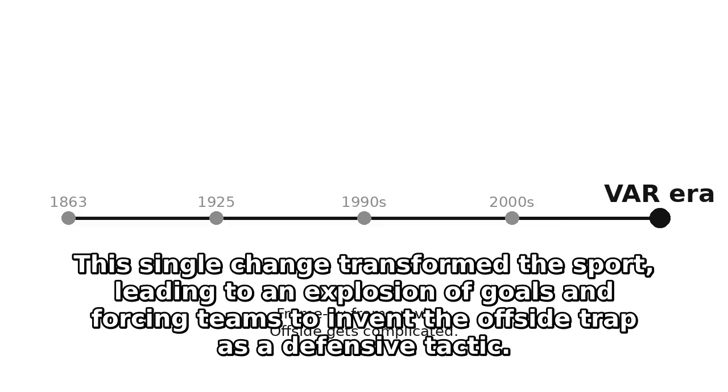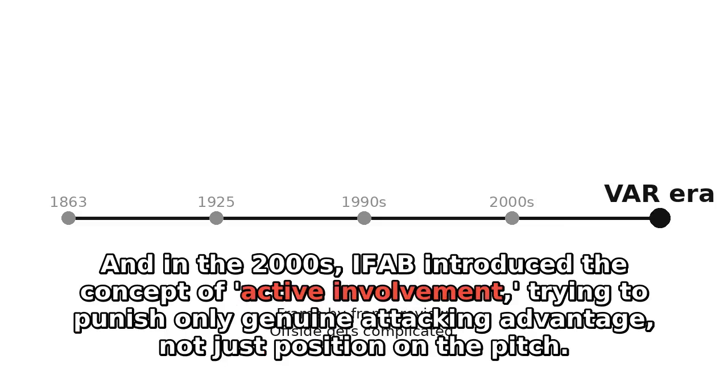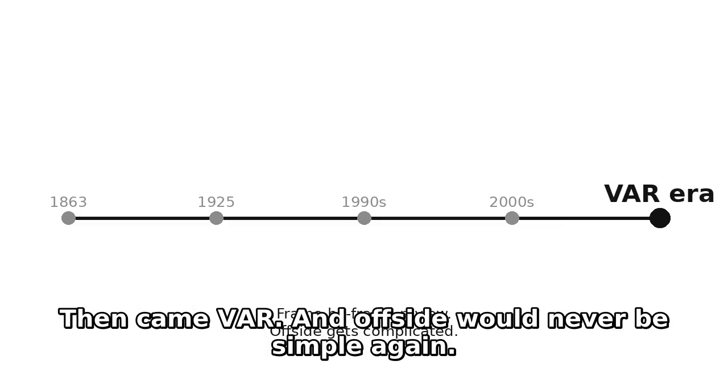This single change transformed the sport, leading to an explosion of goals and forcing teams to invent the offside trap as a defensive tactic. Fast forward to the 1990s, the rule was refined again. A player level with the second last defender was now onside, not offside. And in the 2000s, IFAB introduced the concept of active involvement, trying to punish only genuine attacking advantage, not just position on the pitch. Then came VAR, and offside would never be simple again.